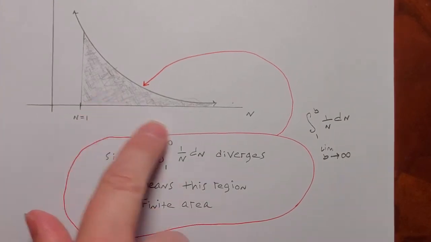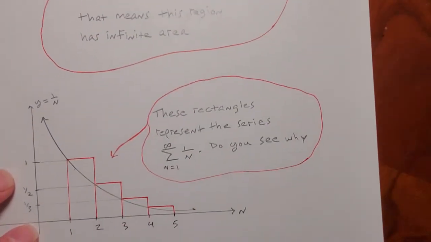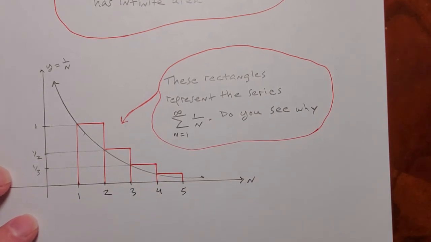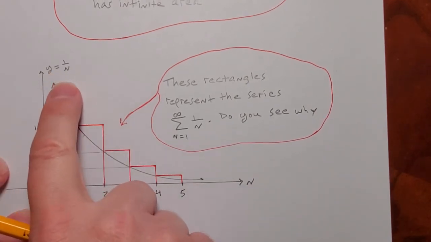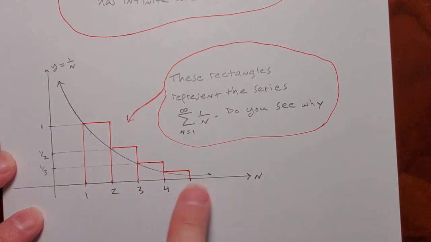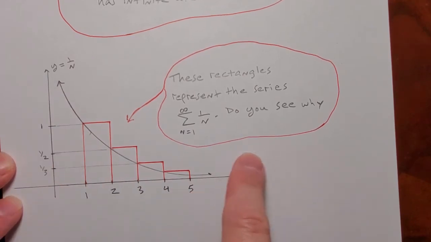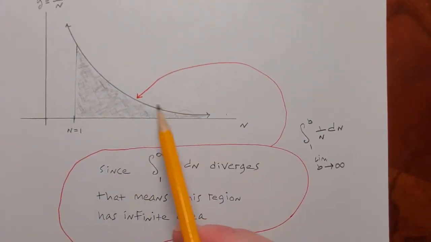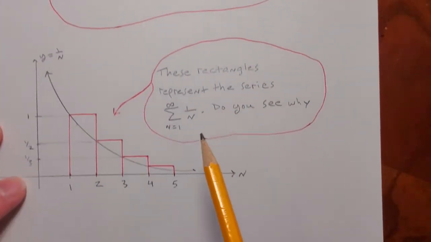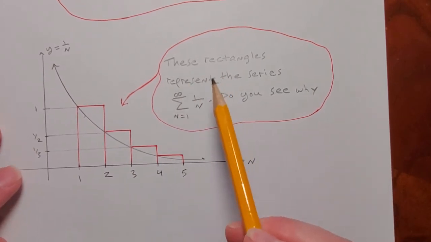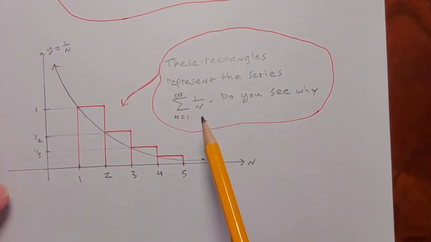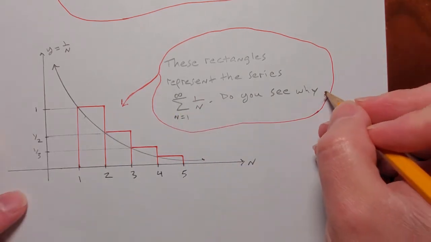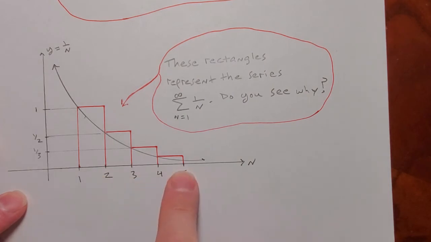Now, just get that picture in your mind. Here I have the same curve, y is equal to 1 over n, from 1 to infinity. It has a horizontal asymptote, but I put these rectangles on there. Same curve, same space, but now the rectangles. And I make this claim to you that the rectangles represent the series from 1 to infinity, 1 over n. Do you see why those rectangles could represent the series?